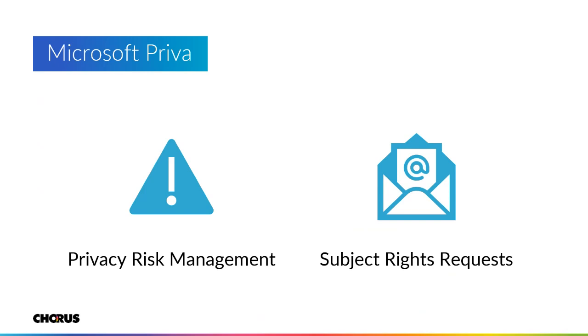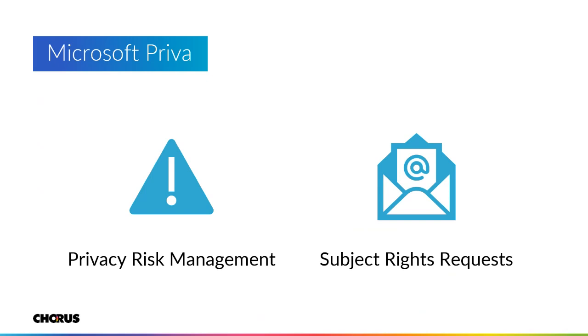There are 2 parts to it: privacy risk management and subject rights requests. And you can buy the 2 parts either separately or together. So we'll cover these super quickly as time is limited. So firstly, privacy risk management. This is really looking at 3 areas. Microsoft calls them data overexposure, data transfers, and data minimization.